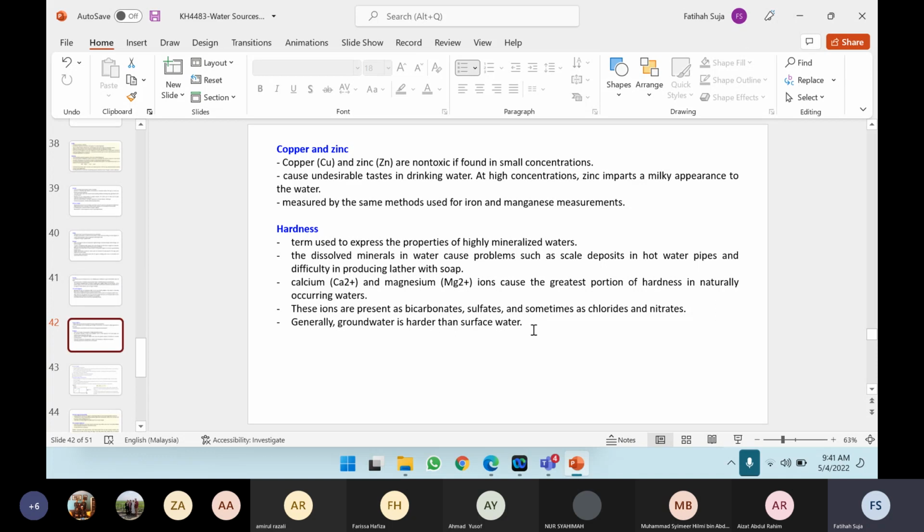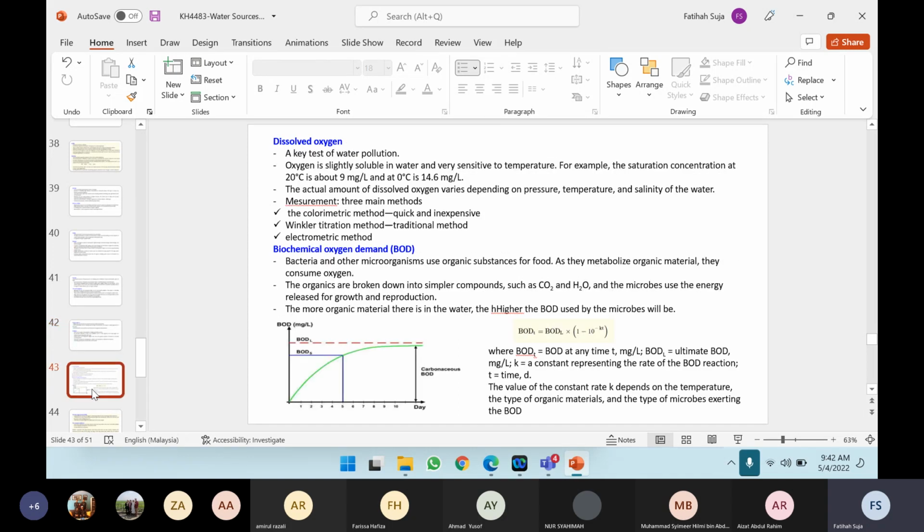So I would expect that some of the groups will choose groundwater to treat, and not only surface water, because we will learn these various sources for the treatment. And of course, you will need different unit operations for this. Okay, and then dissolved oxygen, it is very important.